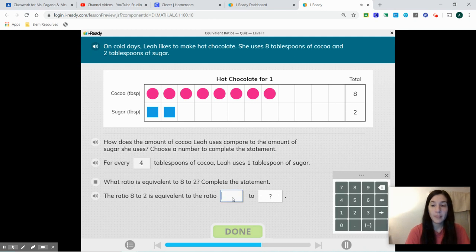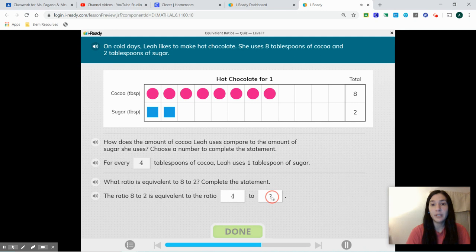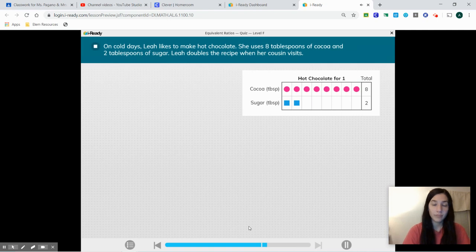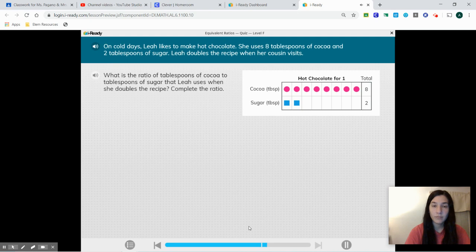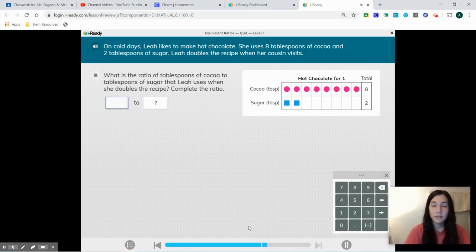What ratio is equivalent to 8 to 2? So now we can complete the statement. Just type in what we said. So we're going to say 4 to 1. On cold days, Leah likes to make hot chocolate. She uses 8 tablespoons of cocoa and 2 tablespoons of sugar. Leah doubles the recipe when her cousin visits. What is the ratio of tablespoons of cocoa to tablespoons of sugar that Leah uses when she doubles the recipe?